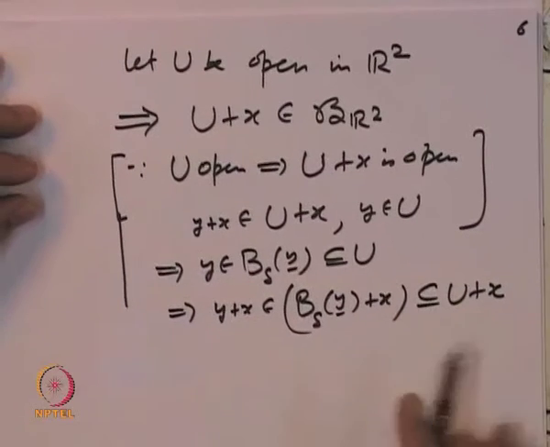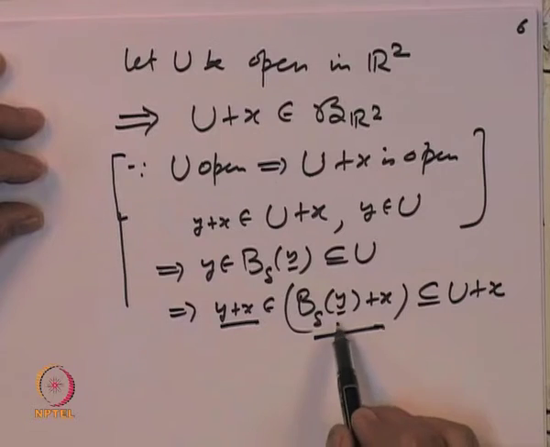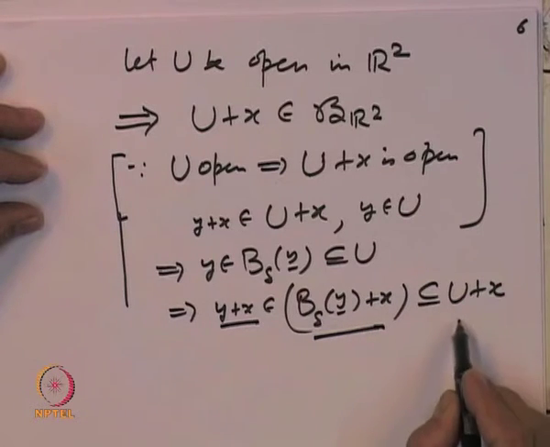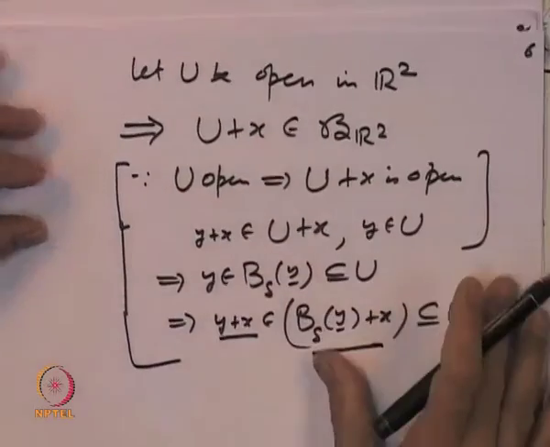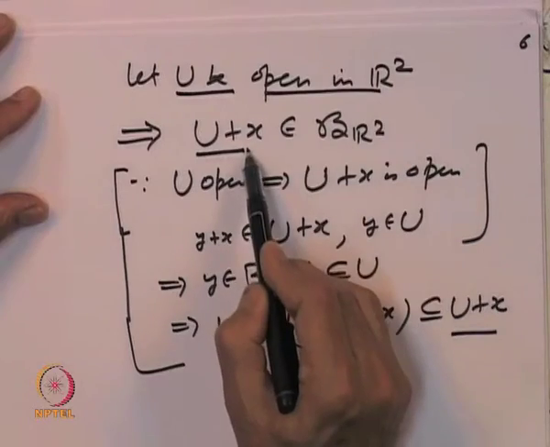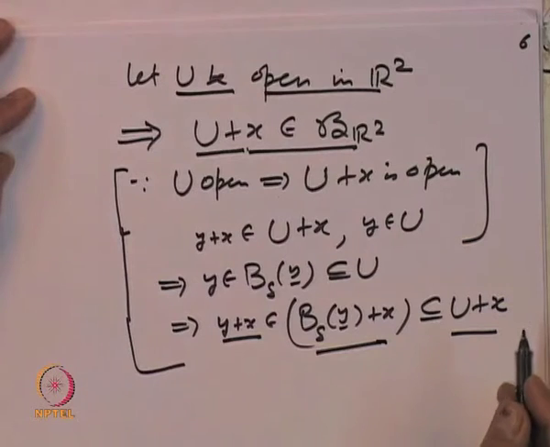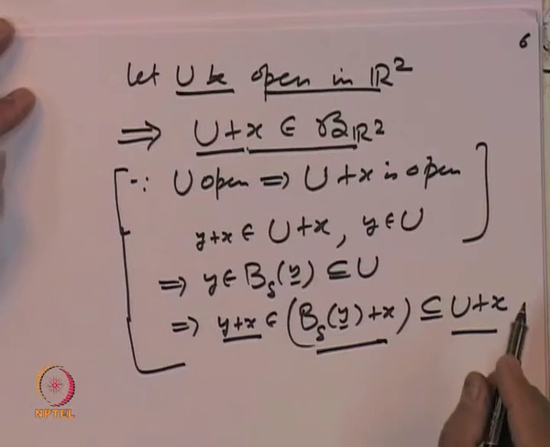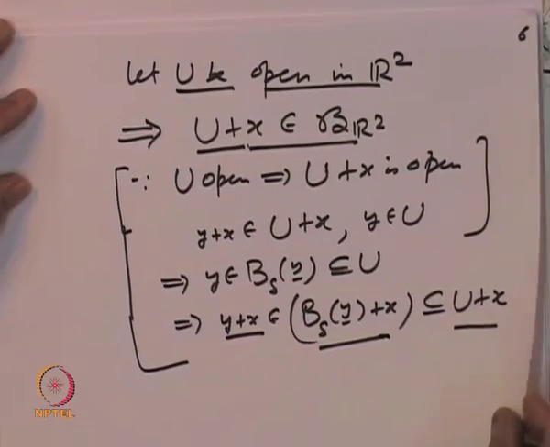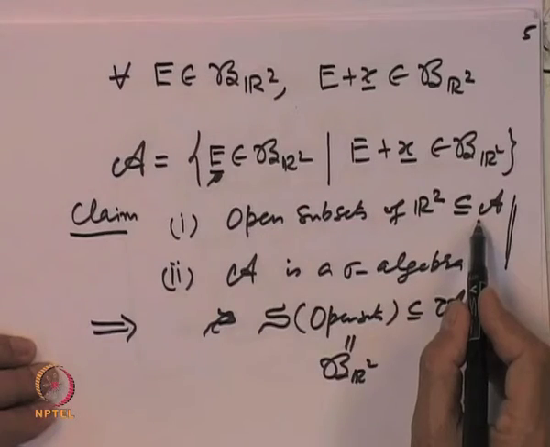So, that means for every point y plus x, there is a neighborhood. When you shift a ball, that remains a ball in the plane. That is a basic fact we are using: if you translate a neighborhood, that remains a neighborhood in U plus x. So, that implies that if U is open in R 2, then U plus x is also an open set and hence belongs to B R 2. So, that proves the first fact, namely open subsets belong to A.